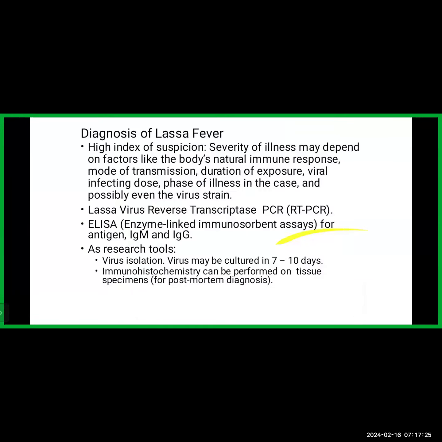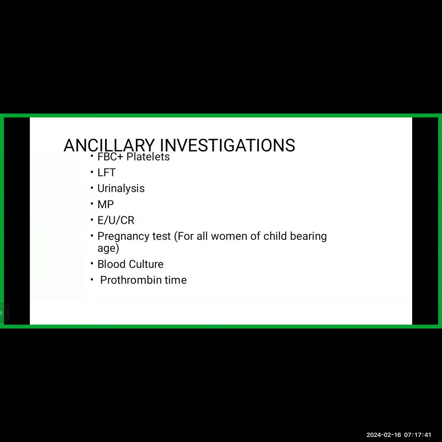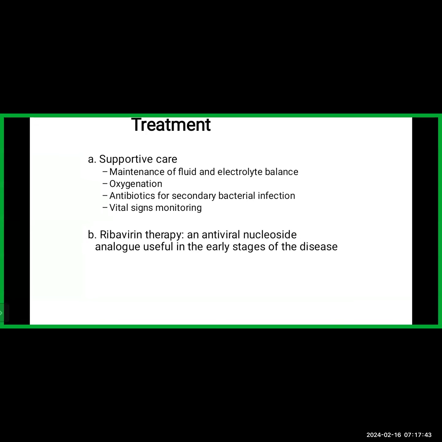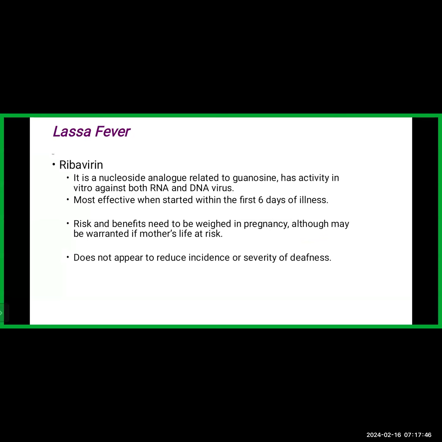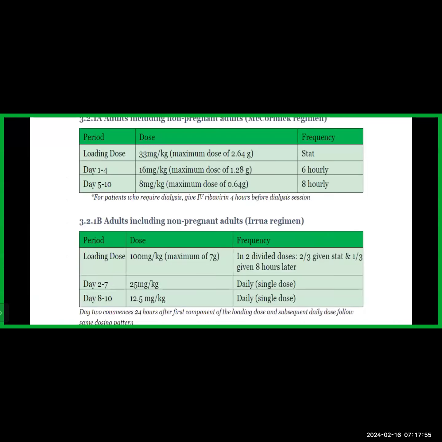And Lassa virus reverse transcriptase PCR can be done, or the enzyme-linked immunosorbent assay. I've listed the investigations that can be done and the supportive care of treatment. Ribavirin is a nucleoside analog, and it's more effective when it is started within the first 6 days of illness. For a woman that is pregnant, the risk and benefit need to be weighed, and though it may be warranted in order to protect the mother, it does not reduce the severity or incidence of deafness.